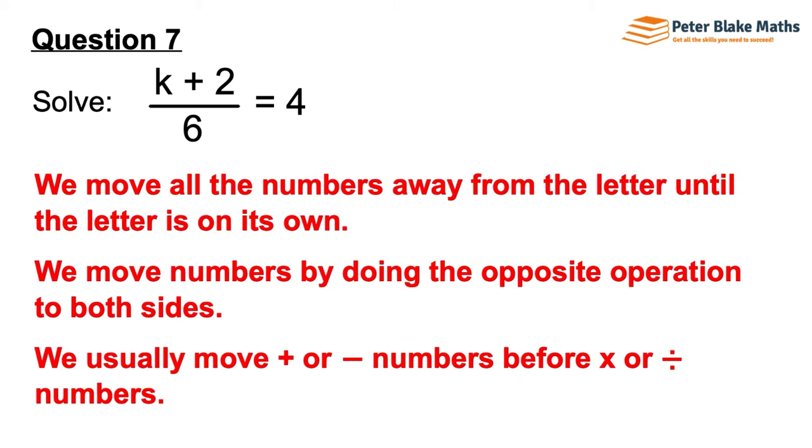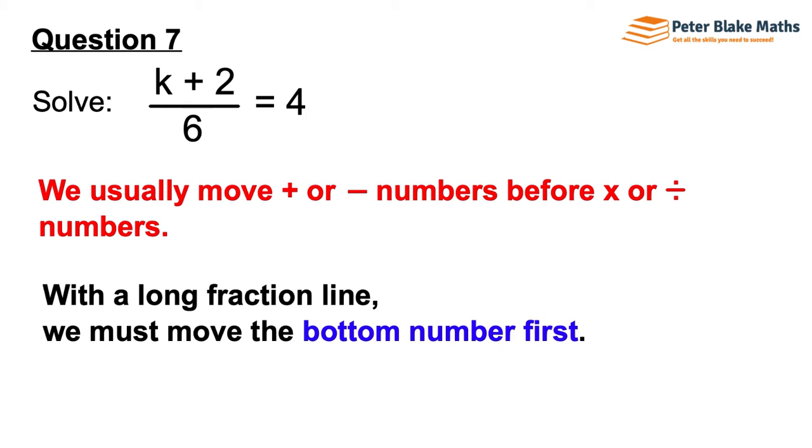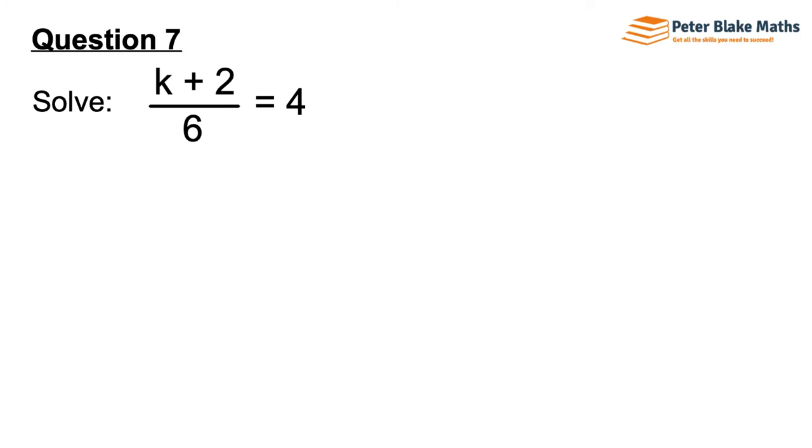And so we usually move plus or minus numbers before multiply or divide numbers, but when we have a long fraction line like we have here, we must move the bottom number first. So we must move the divided by 6 number there first before we can move the 2. So to move the dividing 6, we'll need to do the opposite, which is multiplying by 6 both sides. So that'll take care of the 6 that's dividing there and leave us with just k plus 2 on the left hand side. And on the right hand side, 4 times 6 is 24.